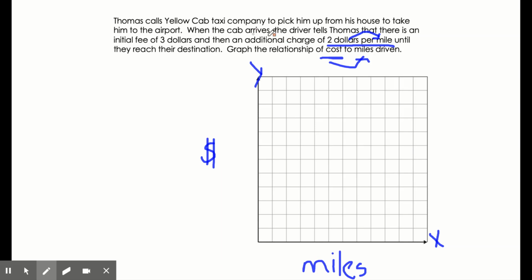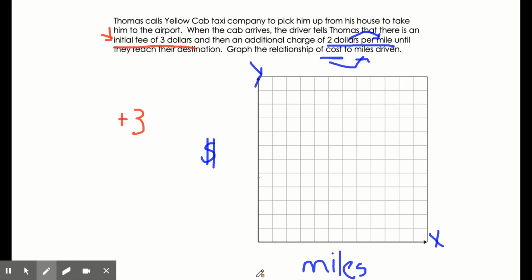Again, rereading, the cab arrives and the driver tells Thomas that there is an initial fee of $3. This initial fee is what I'm starting out with, meaning the first thing that I'm going to pay is that $3. We can also think about whenever we hear the word initial as the start to our graph. Remember, most times when we have proportional relationships, we start at the point 0, 0. But if we have some information that we need to work with, if we have driven 0 miles and we still have to pay these $3, that is going to be the same as saying this is my y-intercept.